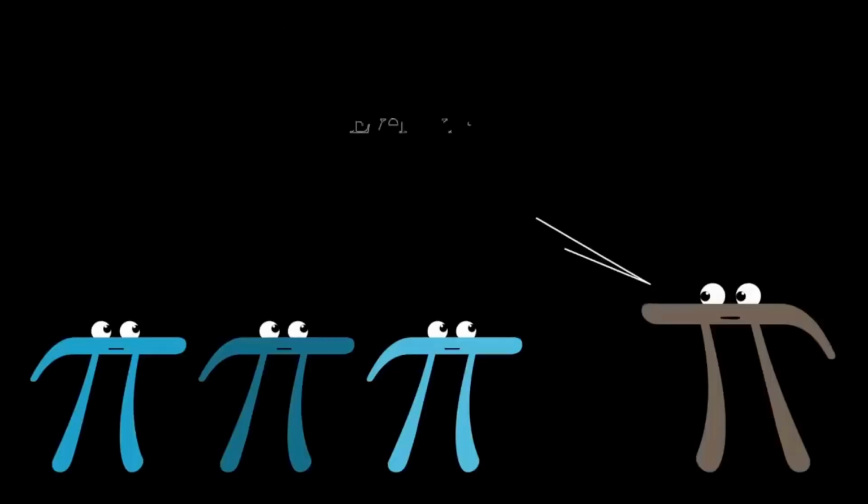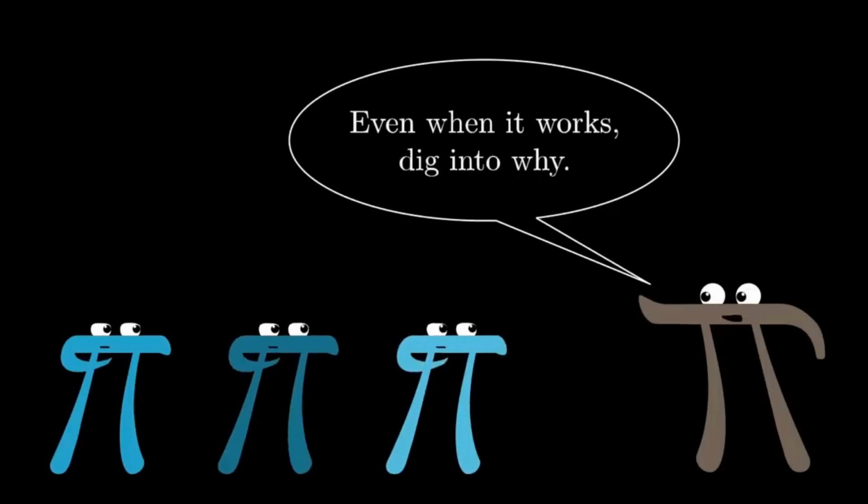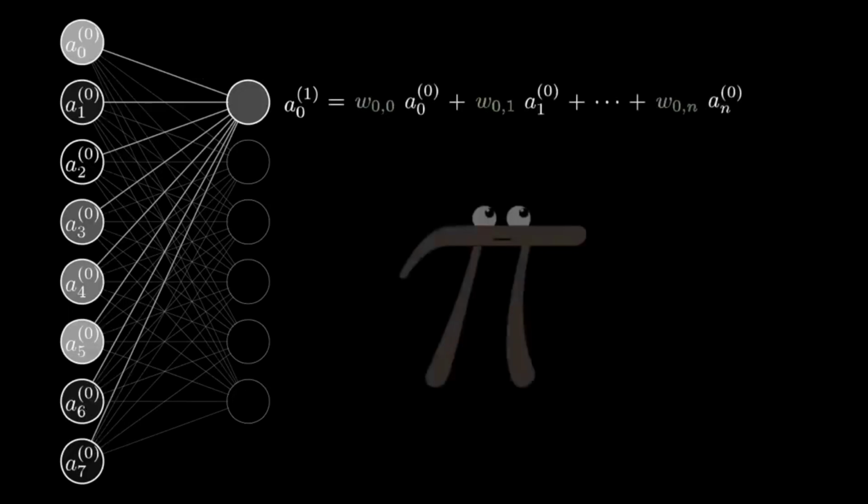Or when the network does work, but not for the reasons you might expect, digging into what the weights and biases are doing is a good way to challenge your assumptions and really expose the full space of possible solutions. By the way, the actual function here is a little cumbersome to write down, don't you think?